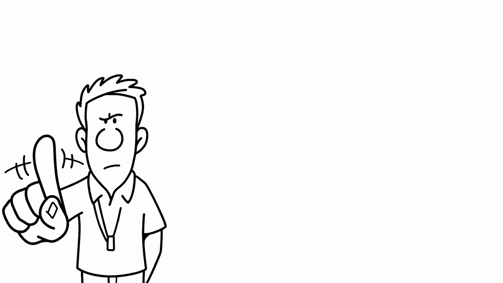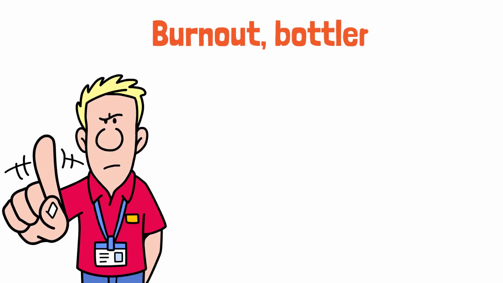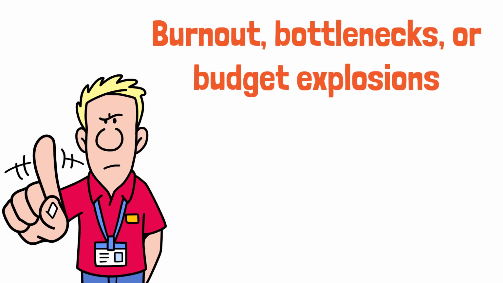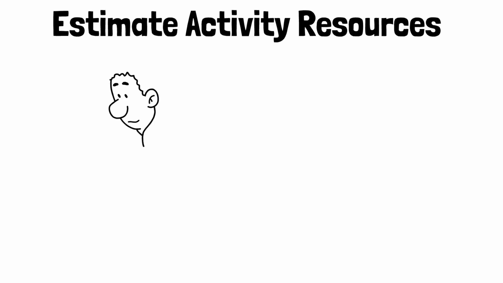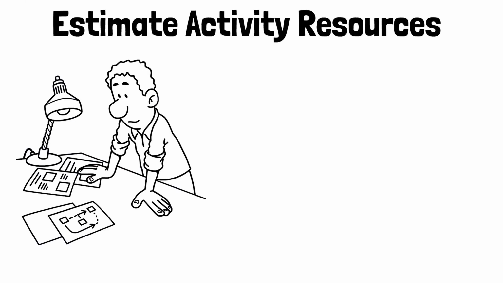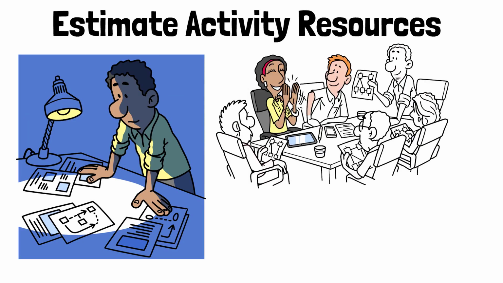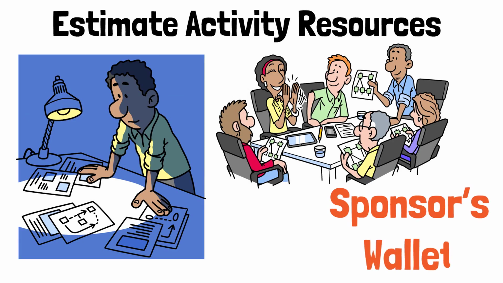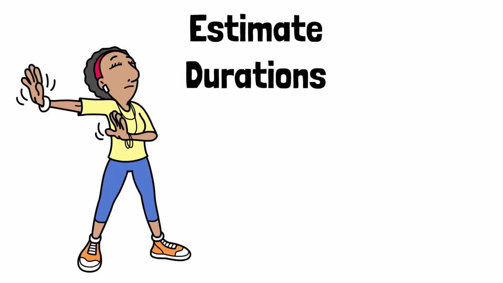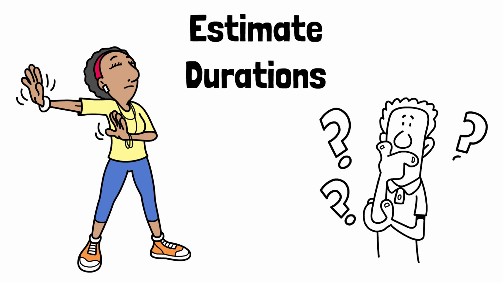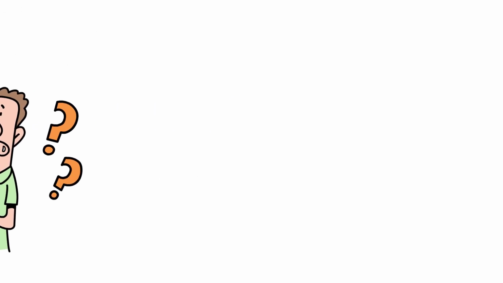This process matters because if you underestimate your resources, you're headed for burnout, bottlenecks, or budget explosions. If you overestimate, you might waste money or delay other work. Estimate activity resources helps you build a realistic, achievable plan that respects both your team's time and your sponsor's wallet. Plus, you can't create a real project schedule or estimate durations without knowing who's doing what with which tools and when. This process is the connective tissue between your plan and your people.